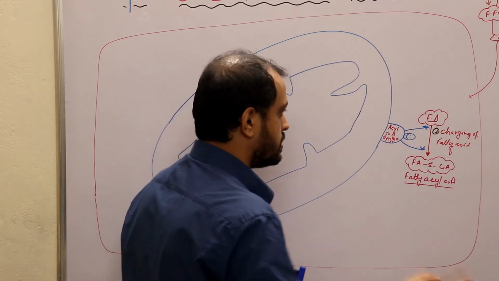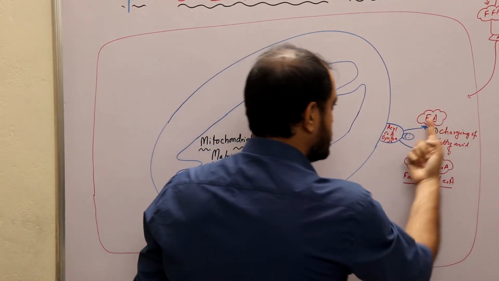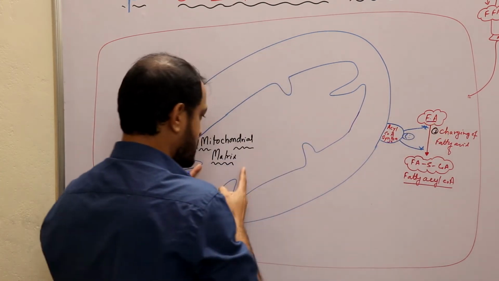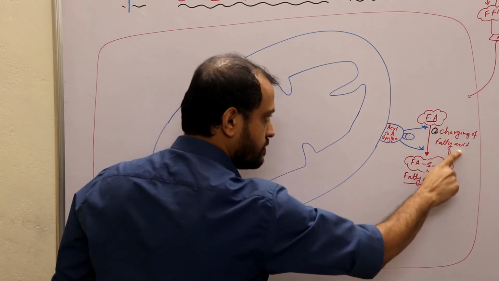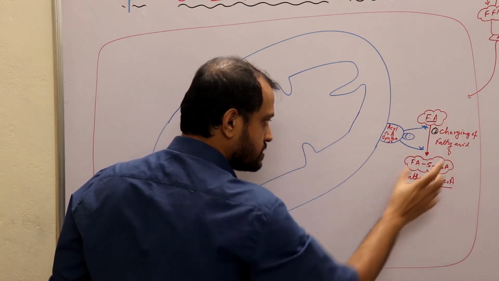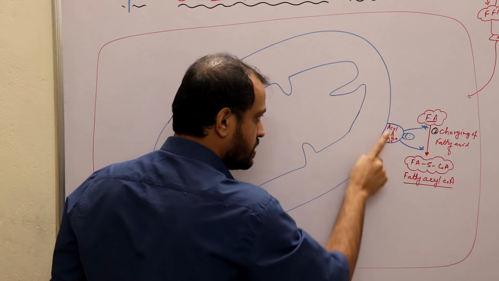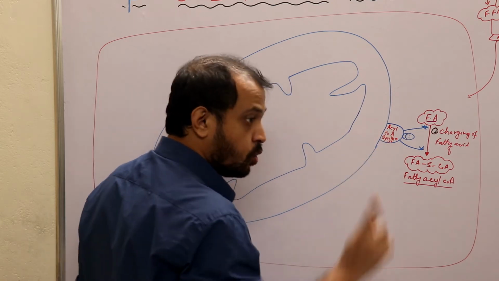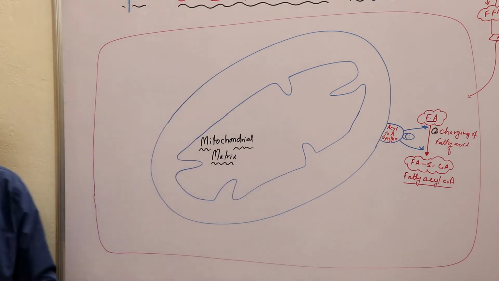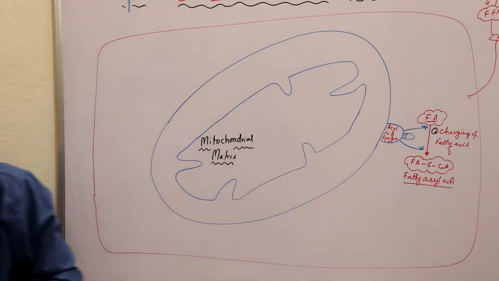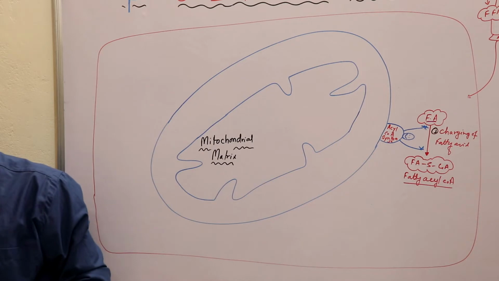So now you want to take this fatty acid into the mitochondrial matrix. For this, the first step is charging of the fatty acid. The product is fatty acyl CoA, and it is done by acyl CoA synthase, an enzyme which is attached to the mitochondrial outer surface. Clear? Okay.